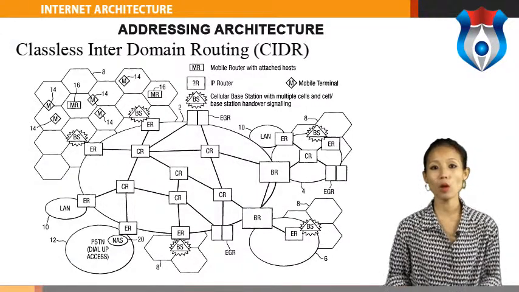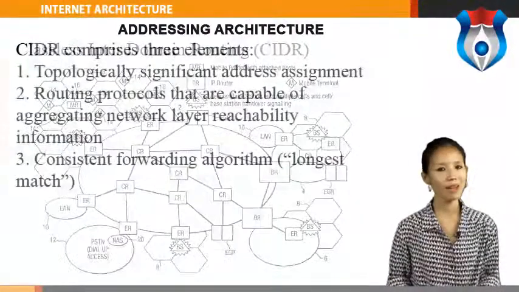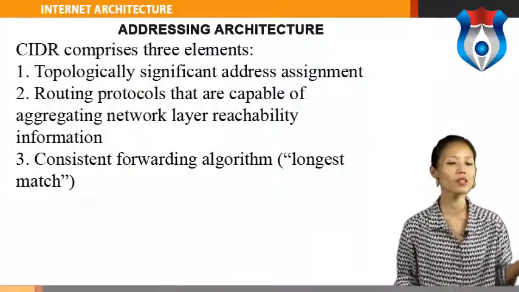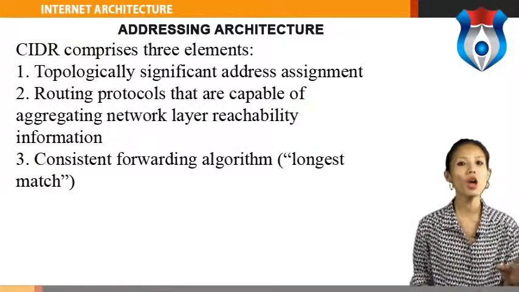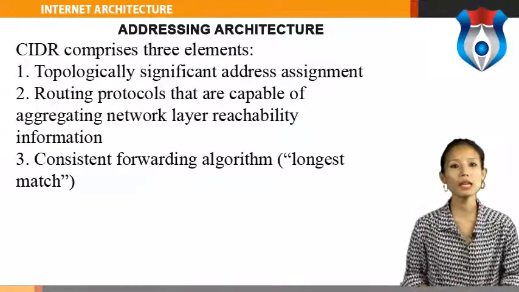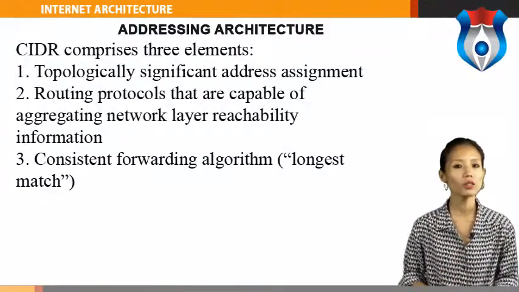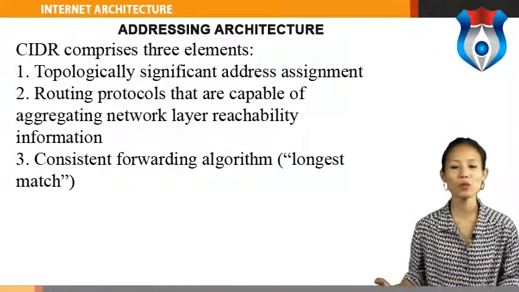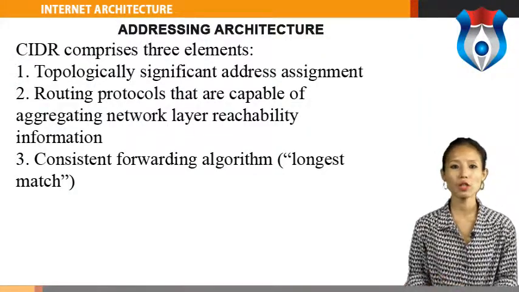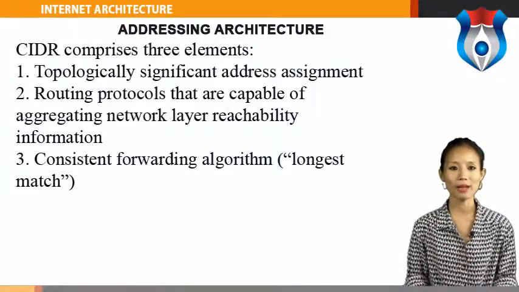CIDR depends on deploying and routing to arbitrarily sized networks. By definition, CIDR comprises three elements. Number one, topologically significant address assignment. Number two, routing protocols that are capable of aggregating network layer reachability information. And number three, a consistent forwarding algorithm, longest match.